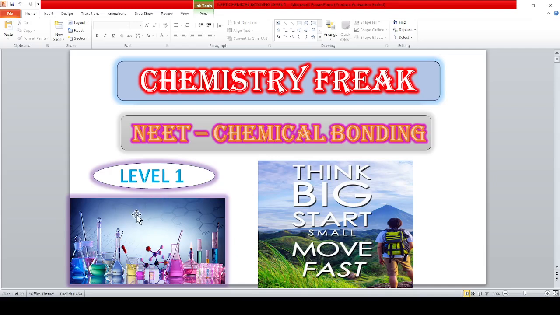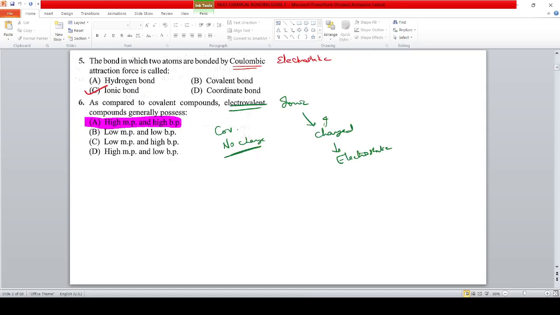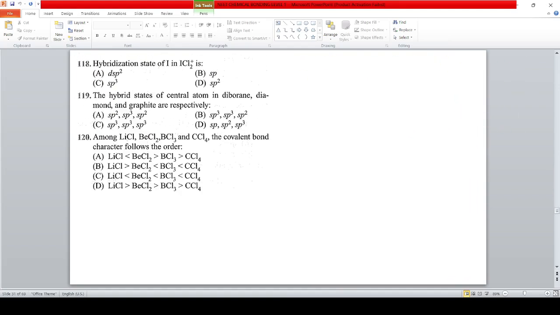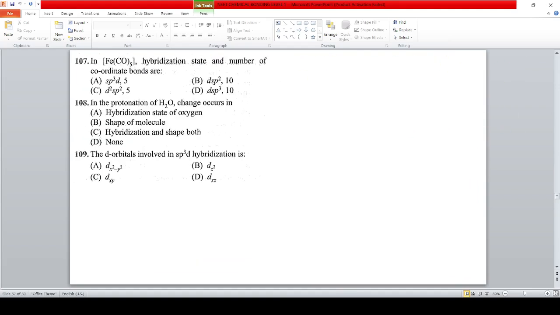Hello, my dear students. This is a NEET chemical bonding level 1 type of questions. Already, we have discussed 100 questions in this, and we are going to discuss the third part, from the 101st question. Already, we have shared two videos for this. We have discussed nearly 100 questions. So, I will go for the 101st question.